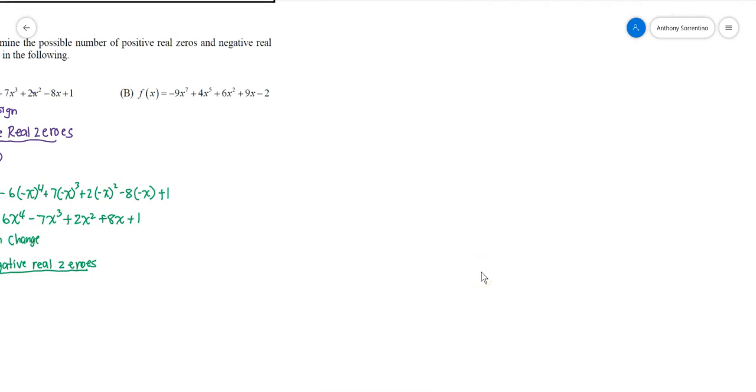For B, let's start with f of x. For f of x, now these are written in order. I don't have to have zeros between them. I'm good. So I have a negative 9x to the 7th to a 4x to the 5th. That's one change in sign, to a positive, to a positive, to a negative. So I have 2 sign changes.